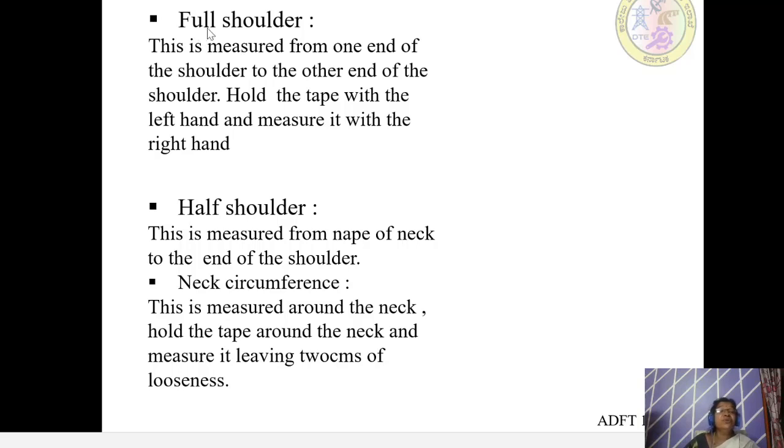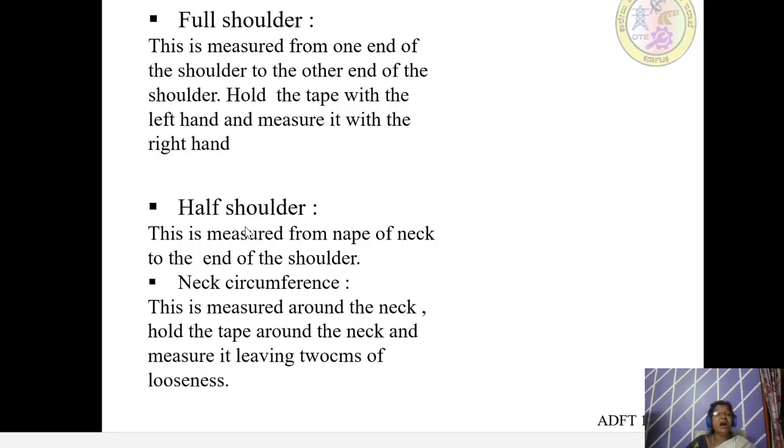Then we'll go to the full shoulder measurement. This is measured from one end of the shoulder to the other end of the shoulder. We have to know some of the anatomical points in our human body, that is, the end of the shoulder. Hold the tape with the left hand and measure with the right hand. After taking the measurements, you have to note them down.